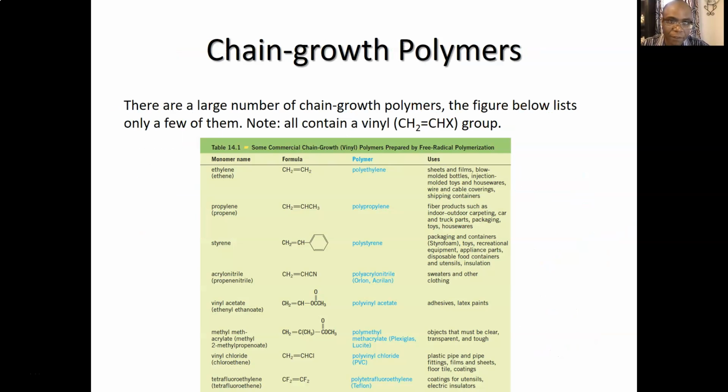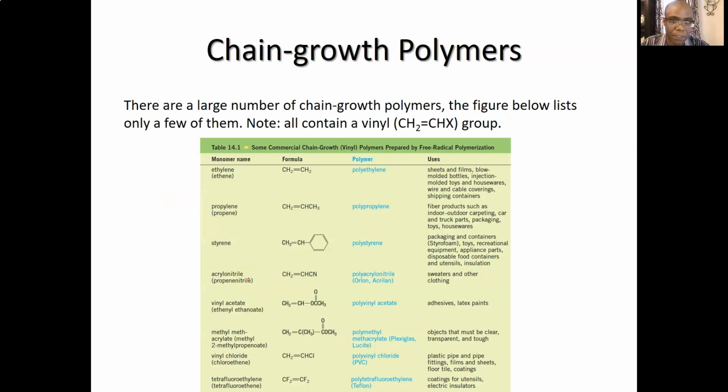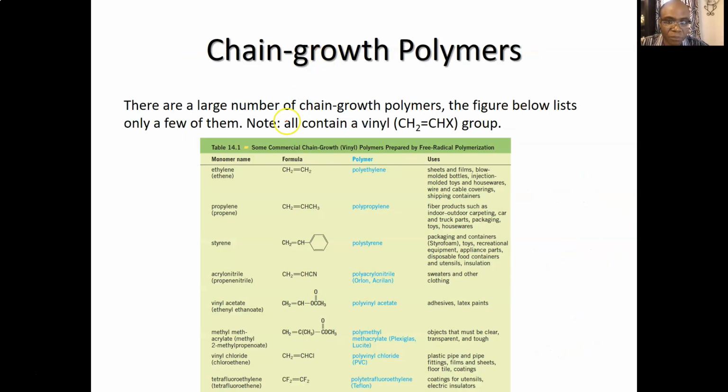So another characteristic of chain growth is that it's gonna go through formation of radicals, cations or anions. But before we talk about that, let's look at examples of chain growth polymers. So first we're going to consider monomers that make the polymers, and then the uses are listed in the table. I won't go through all of them.